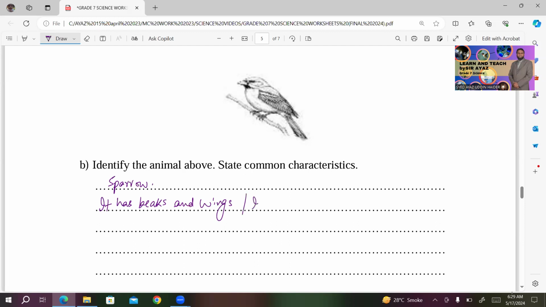It has feathers. It is warm-blooded, or you can write maintain a constant body temperature. It lays eggs with hard shells, etc.